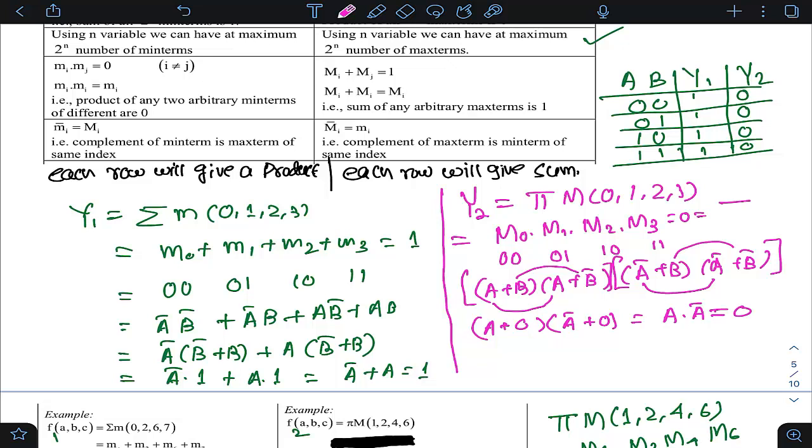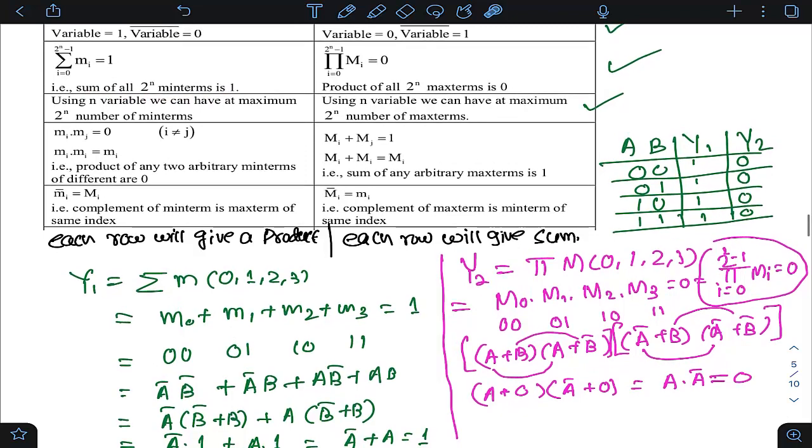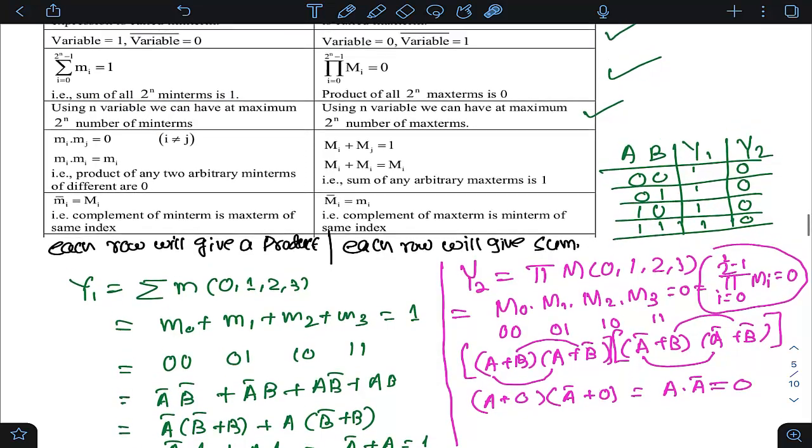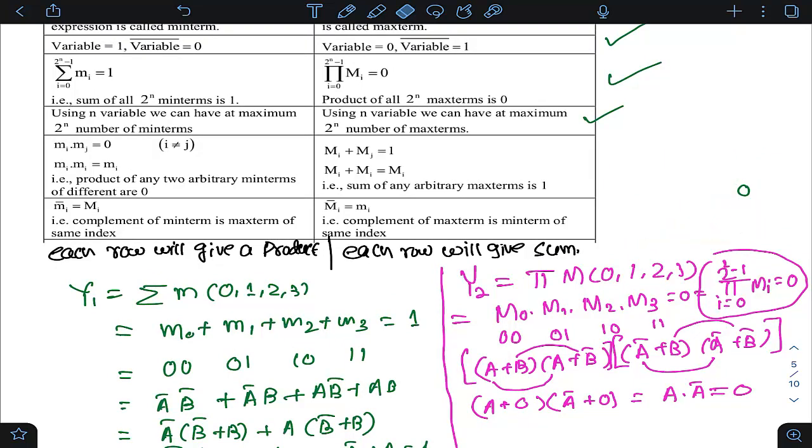I can symbolically write this as the pi symbol, i ranging from 0 to 2 power 2 minus 1, Mi is equal to 0. Right? If you expand it, it is i ranging from 0 to 3, Mi equal to 0. That is Maxterm 0 ANDed with Maxterm 1, 2, 3 is equal to 0. So this is what I have written. The product of all 2 power n Maxterms is 0. The sum of all 2 power n minterms is 1. This is the meaning of this property. I hope this logic is clear to all of you, students, right? So you may make a note of this.